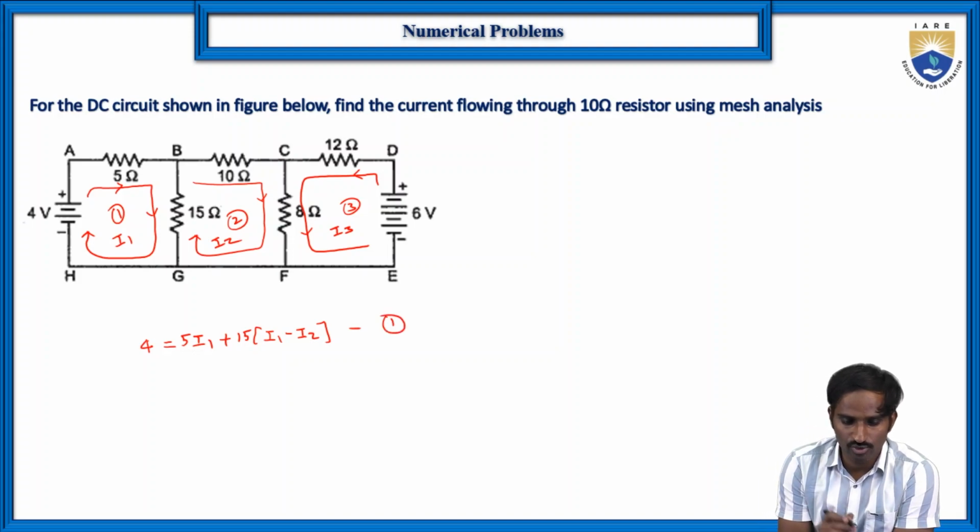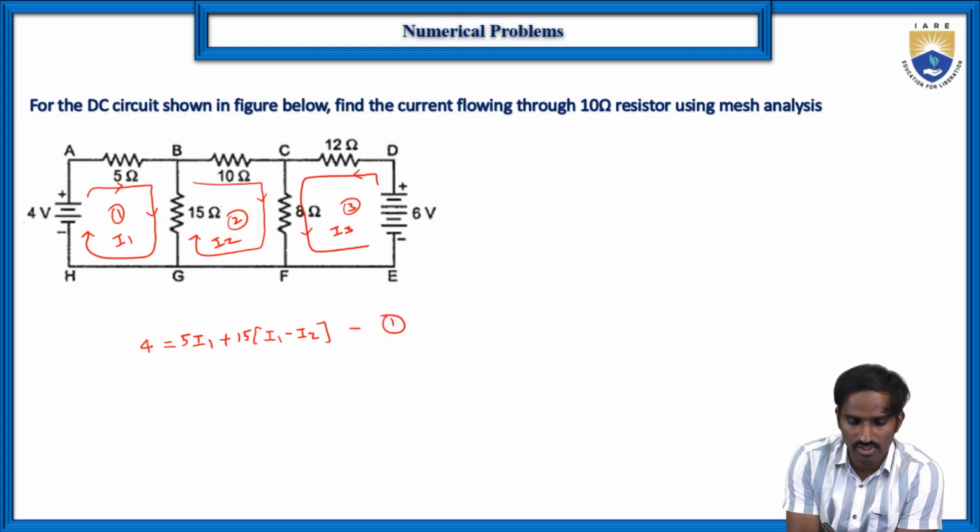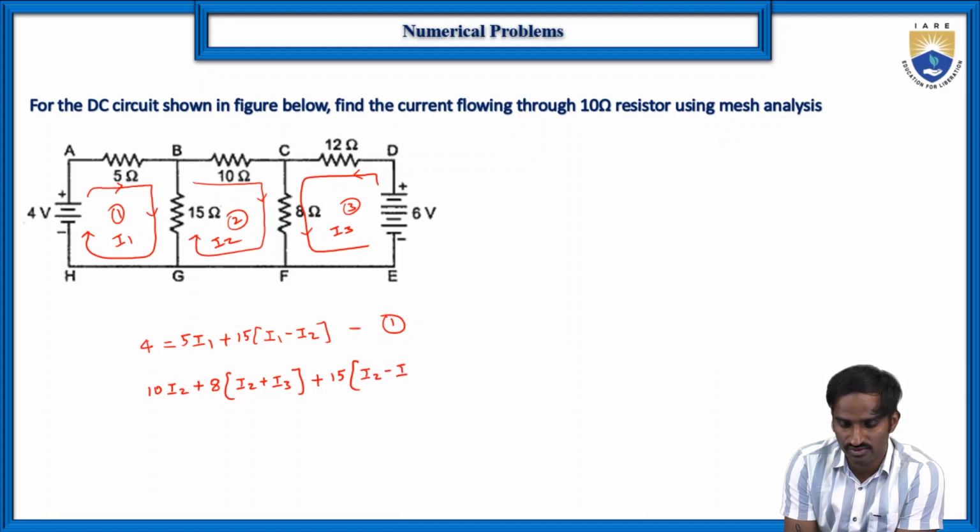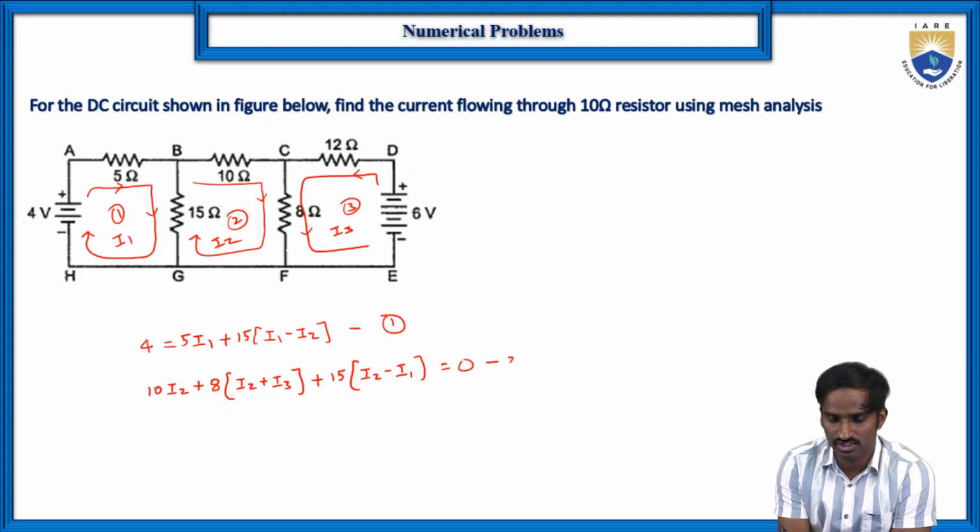Then coming to the second loop, let us start again with this 10 ohm: 10 into I2, plus 8 into, here I2 and I3 are in the same direction, so I2 plus I3, plus 15 into, again I2 and I1 are in opposite directions, but we are writing with respect to loop 2, so we write I2 minus I1, which is equal to 0. This is equation number 2.